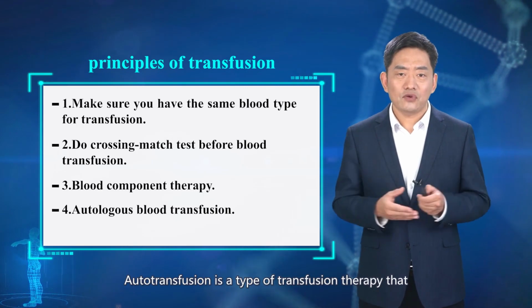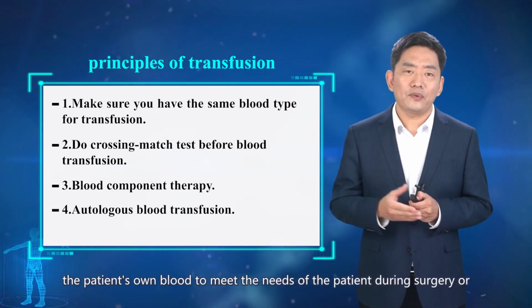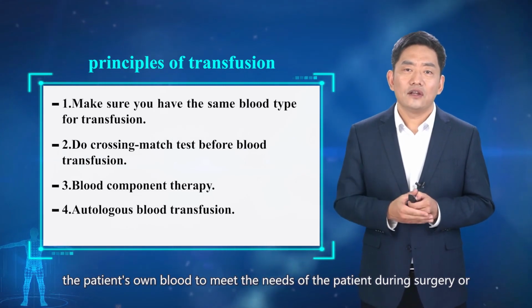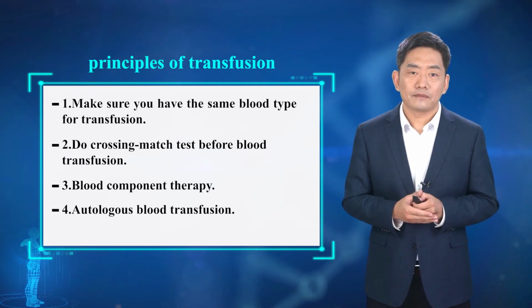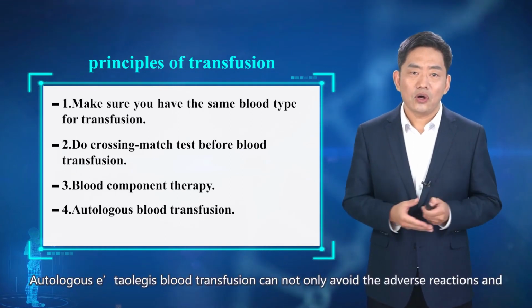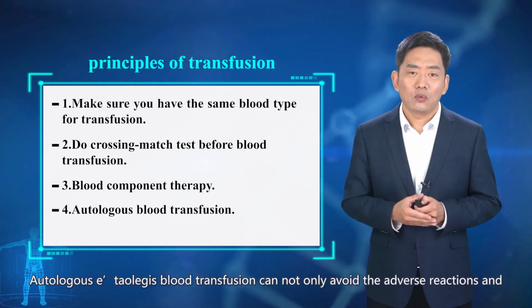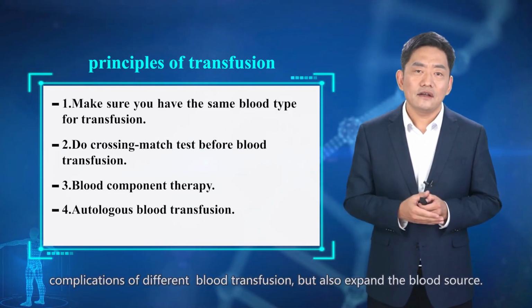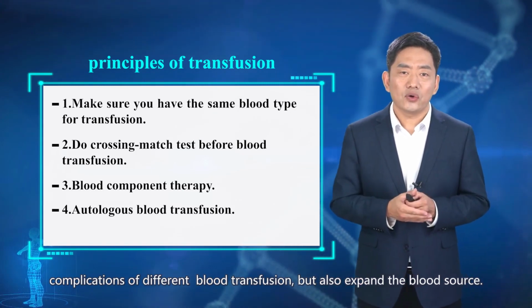Autotransfusion is a type of transfusion therapy that uses the patient's own blood to meet the needs of the patient during surgery or in an emergency. Autologous blood transfusion can not only avoid the adverse reactions and complications of allogeneic blood transfusion, but also expands the blood source.